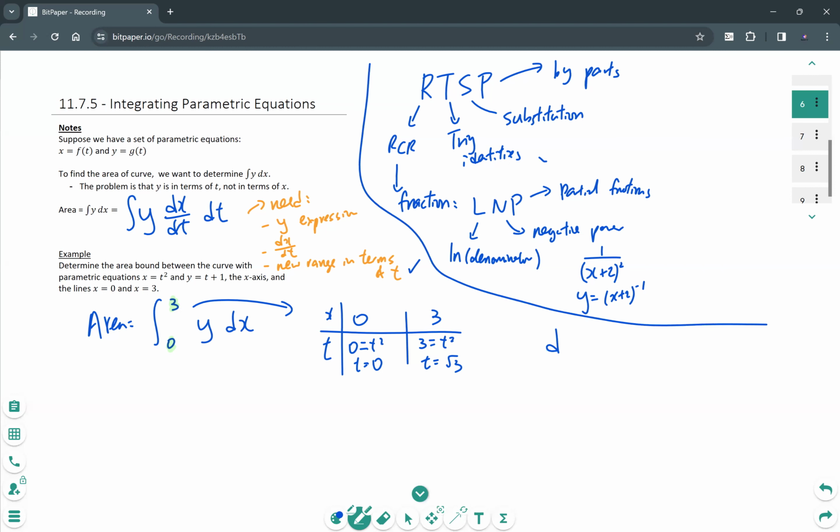So let's find dx by dt. We know x is t squared, so let's differentiate x with respect to t, which is 2t. And then I've got the dx by dt. I've got the y expression, so I can do a substitution.